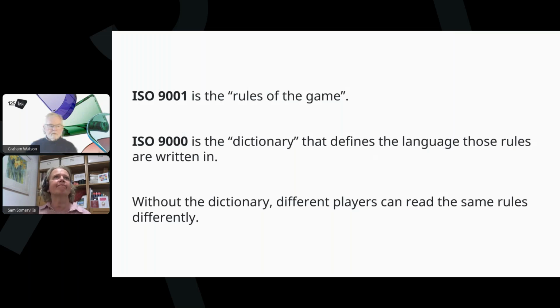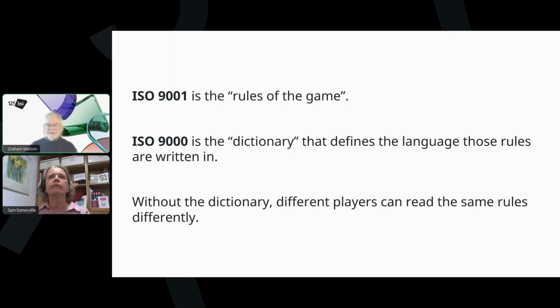Graham. Yes, if we try and express this very simply. If you think of ISO 9001 as providing the rules of the game, ISO 9000 can be considered as the dictionary that defines the language those rules are written in. And the danger is, without a dictionary, different players can read the same rules differently.